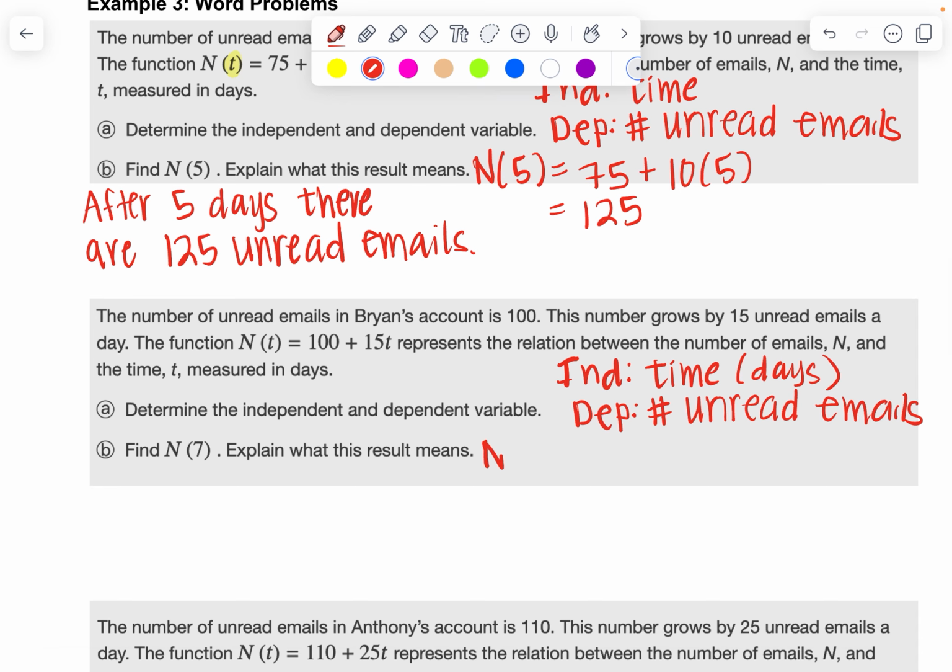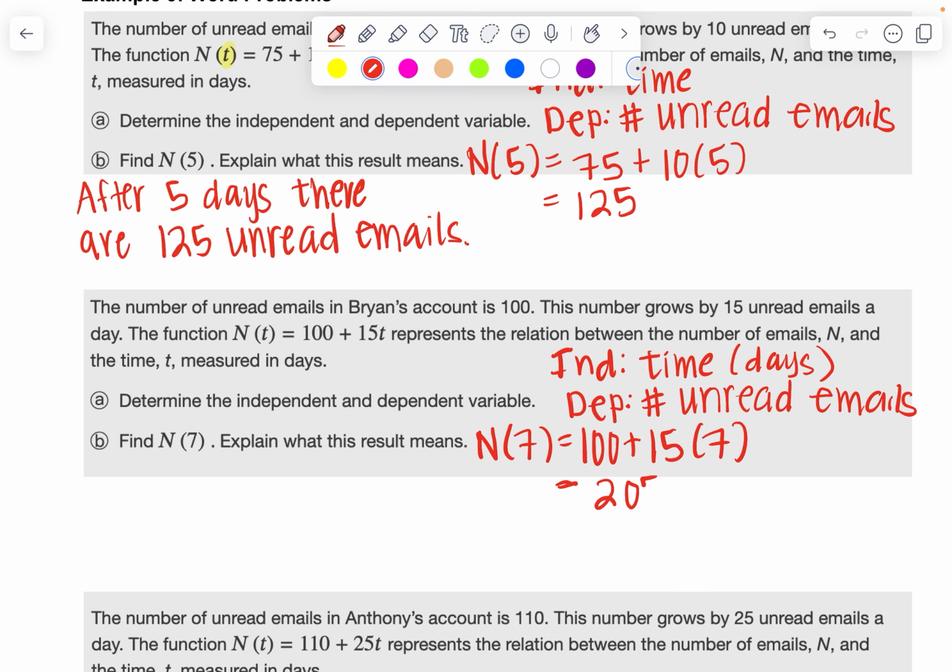Says find n of 7, so I'm going to replace my t with a 7. 100 plus 15 times 7. And that gives us 205. It said explain what the results mean. So this one, after 7 days, there are 205 unread emails.